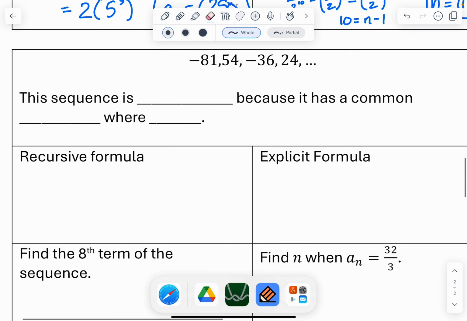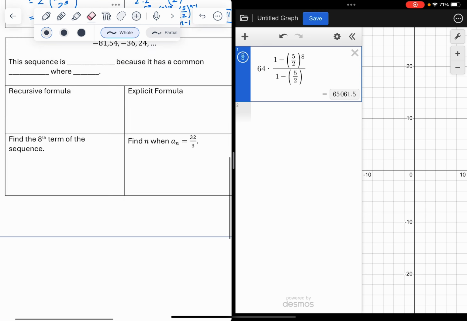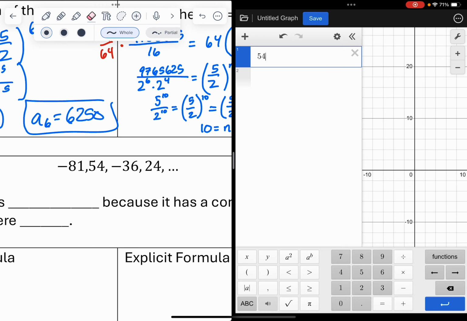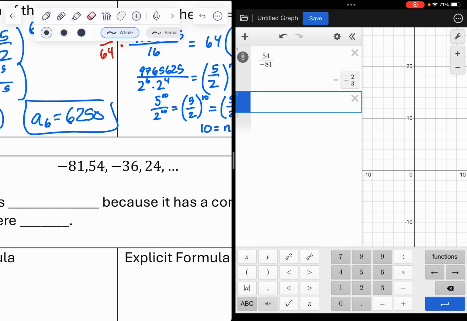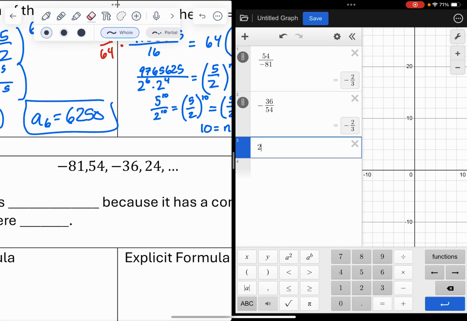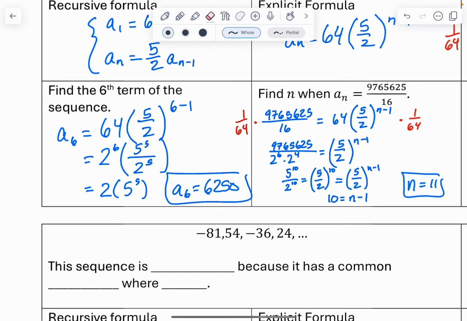Okay, so let's look at this one. What we had done before, do you remember? We came along and said, let's take the second term, 54, and divide it by the first term. Okay, let's make that a fraction. Let's take the third term, negative 36, and divide it by the second term. Ah, that's the same value. That's a good sign. This is 24 divided by that negative 36. Make that a fraction, and there we go. Okay, so this is a geometric series.